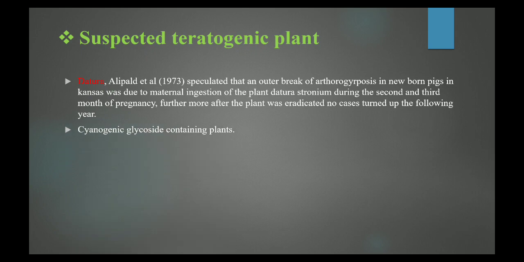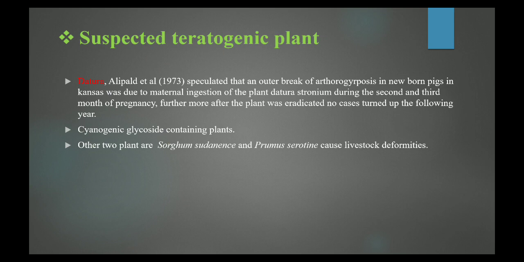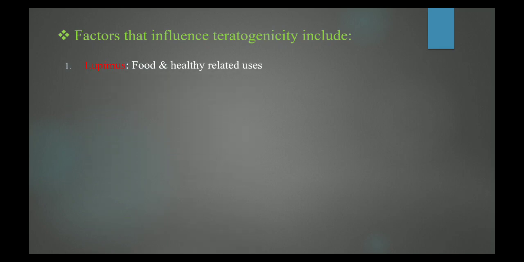Then, cyanogenetic glycoside containing plants. Other two plants are sorghum sudanense and Prunus serotina, which cause deformities in livestock. Then the factors that influence teratogenesis include: first is lupus.